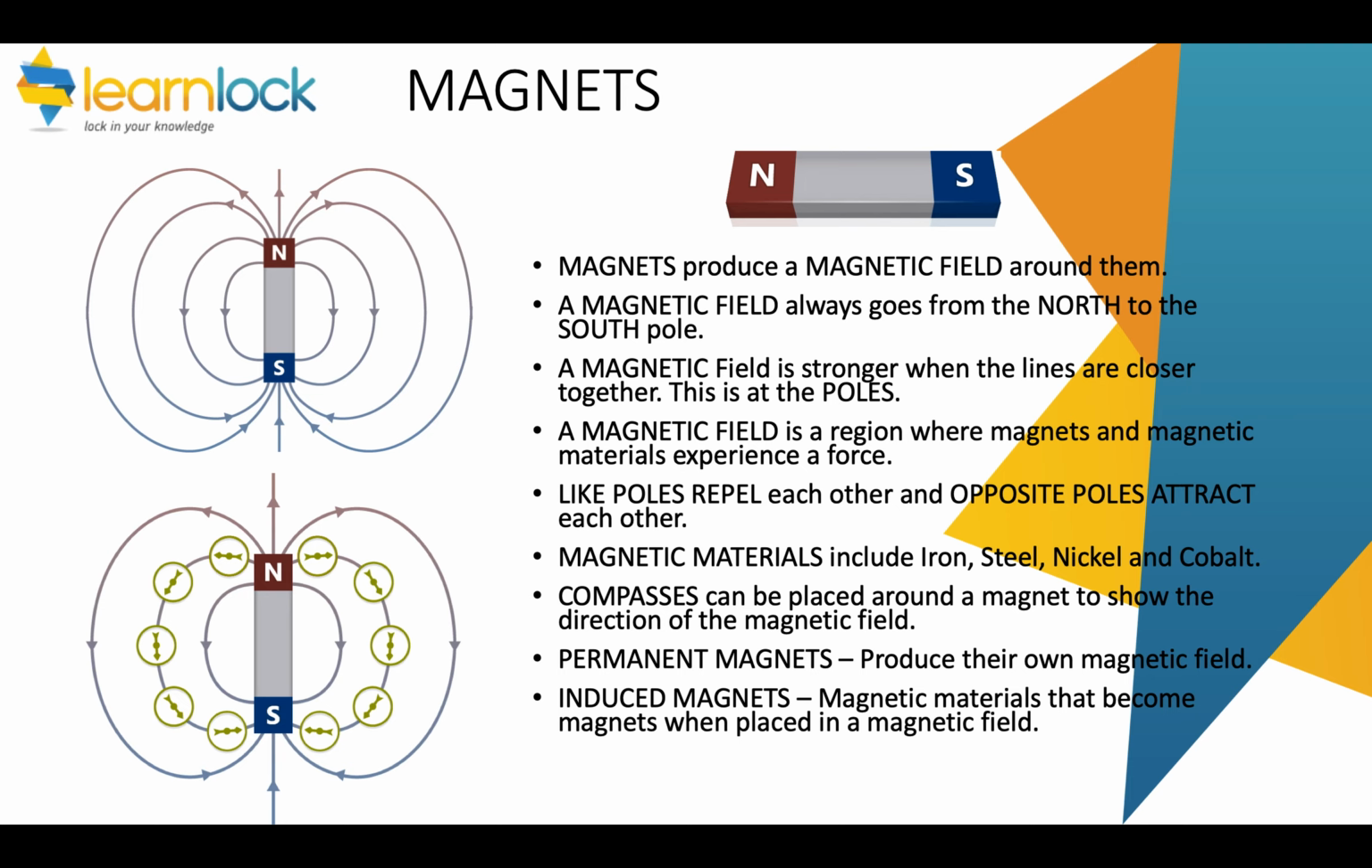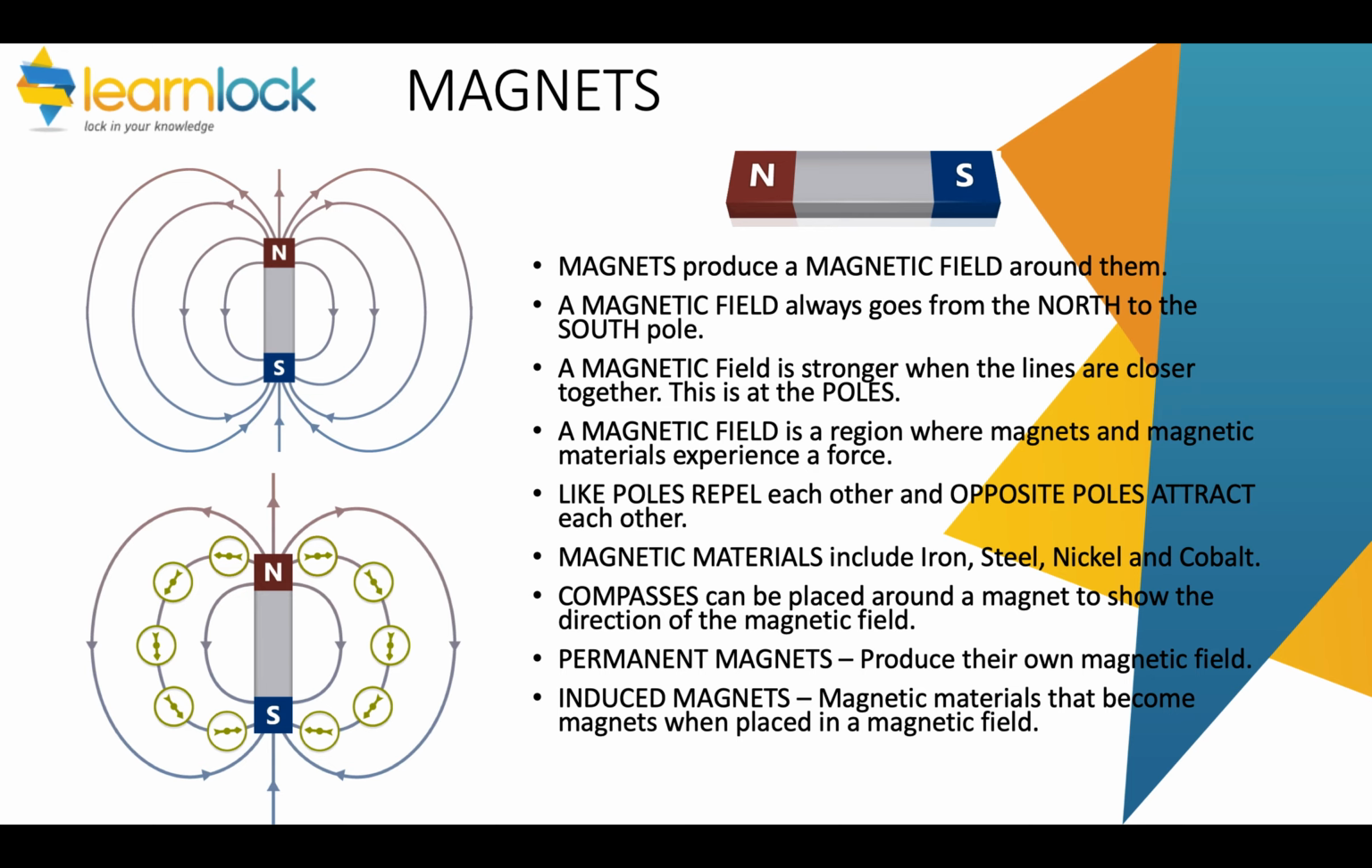The magnetic field is an area or region where magnets and magnetic materials like iron, steel, nickel and cobalt experience a force. In terms of magnets, like poles repel each other and opposite poles attract each other.